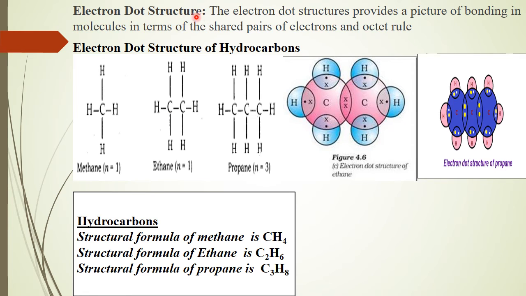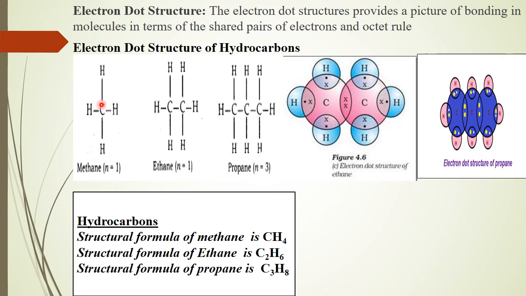Next one is the electron dot structure. The electron dot structure provides a picture of bonding in molecules in terms of shared pairs of electrons and the octet rule. Octet rule is attaining stability. The valence shell should be complete. Then this rule is called the octet rule. Now, electron dot structure of hydrocarbons. First one is methane, then you have ethane, then you have propane.